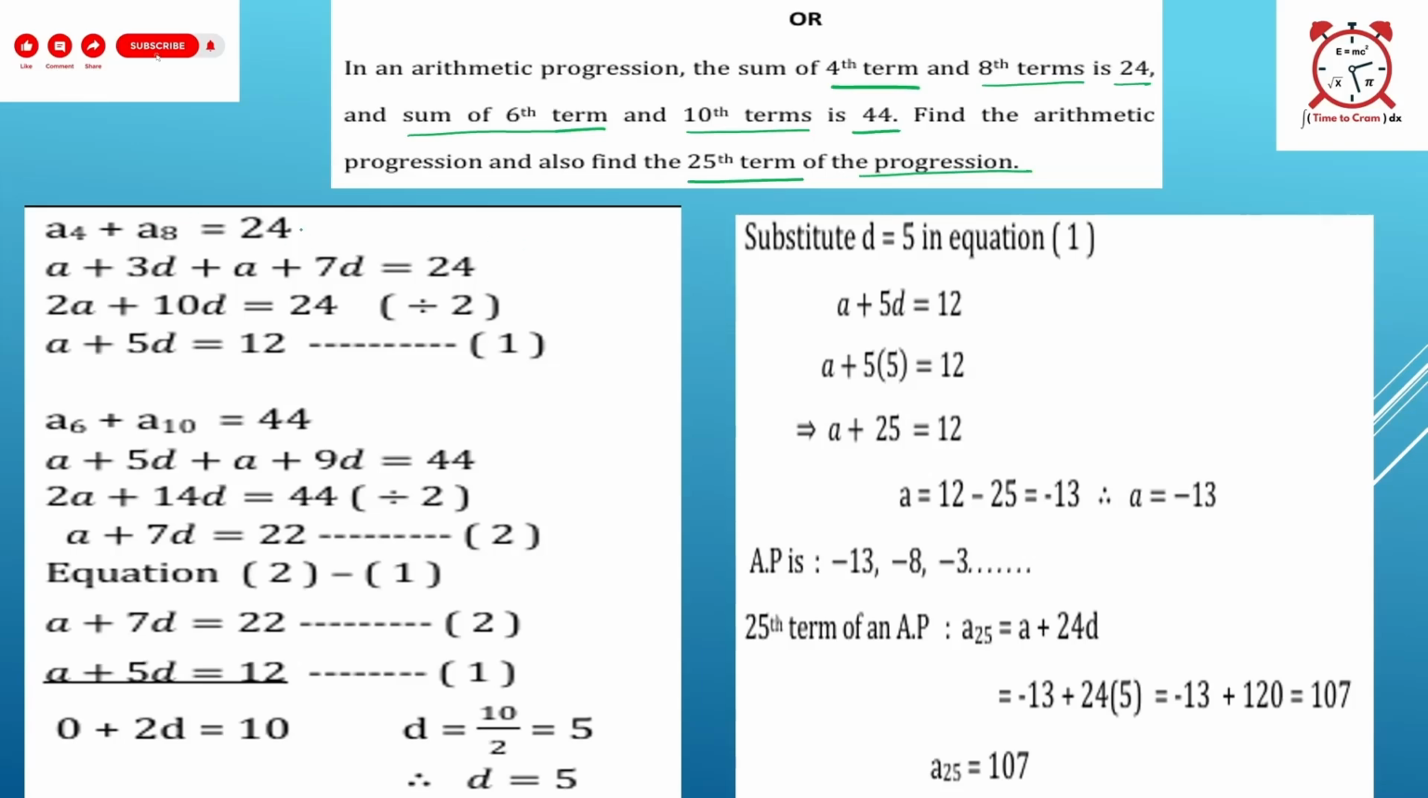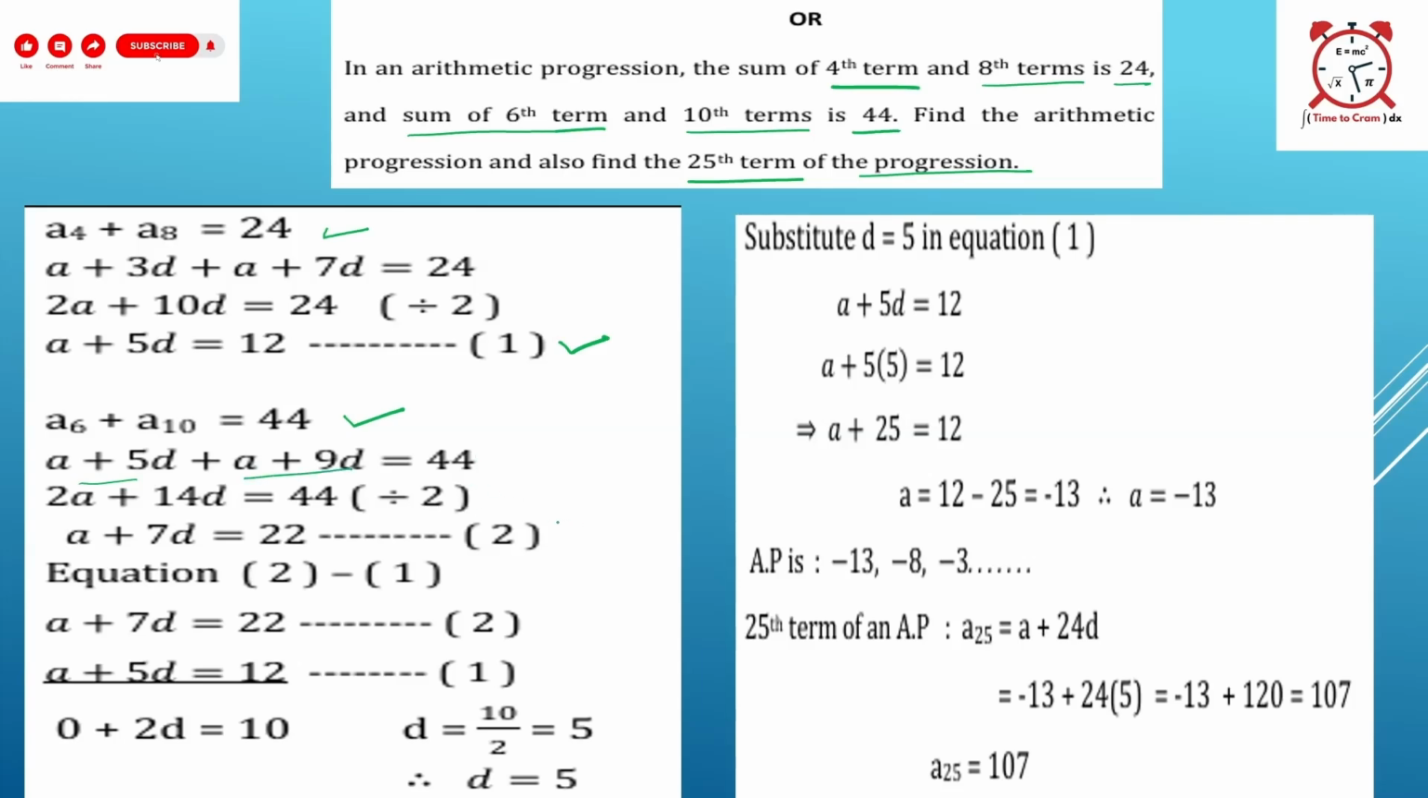As per the given condition, the sum of the 4th term and 8th term is 24. After keeping their values, we will have the first linear equation in two variables as a plus 5d equal to 12. In the same way, the second condition, a6 plus a10 equal to 44. Again we will keep their values as a6 equal to a plus 5d and a10 equal to a plus 9d.